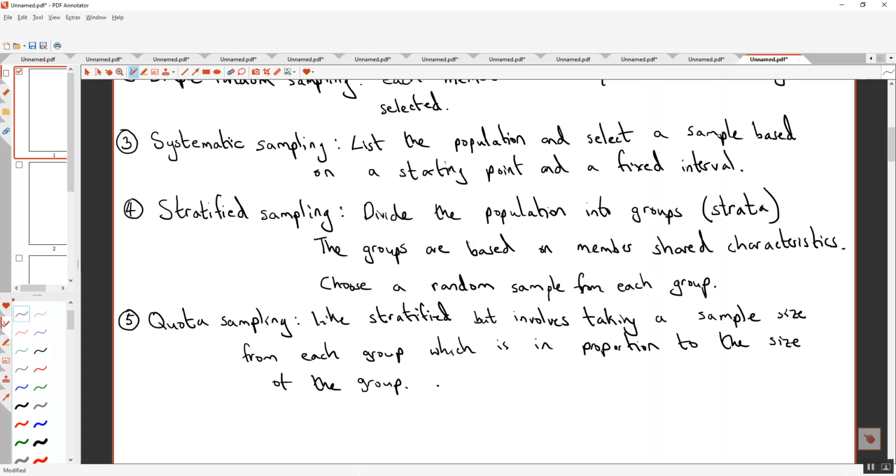So just looking at this example, in a high school of 1,000 students where 60% of the students are female and 40% are male, your sample should also be 60% female, 40% male. So again, that's kind of keeping things fair.